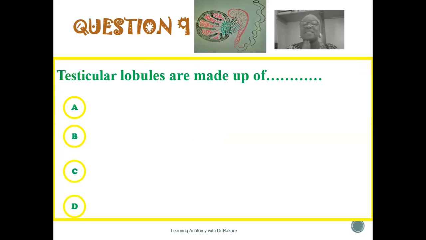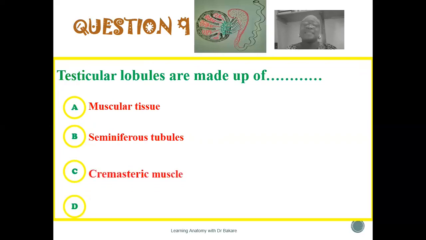The ninth question reads that the testicular lobules are made up of what? So what are the structural components of testicular lobules? Is it muscular tissue? Is it the seminiferous tubules? Is it the cremasteric muscle? Or is it the spermatic cord? So which of these is a structural component of the testicular lobules?